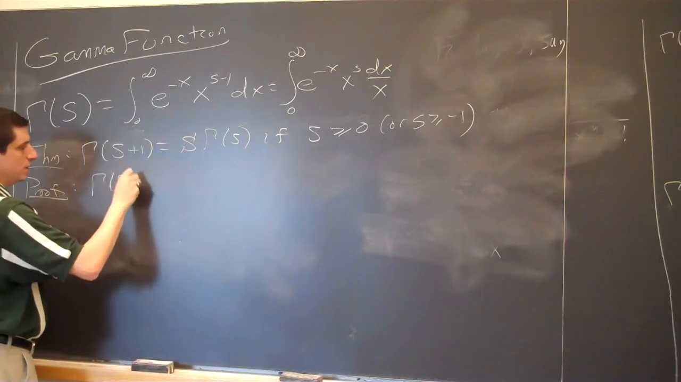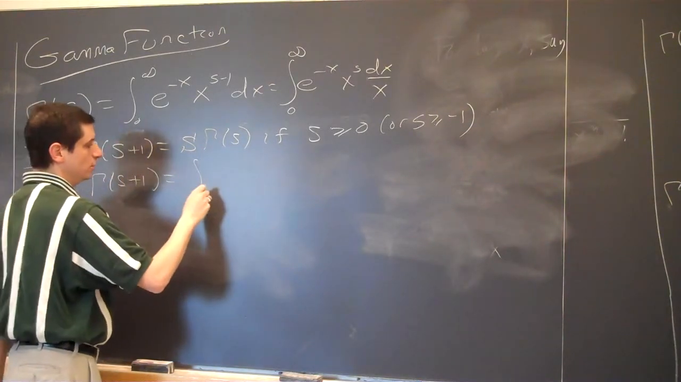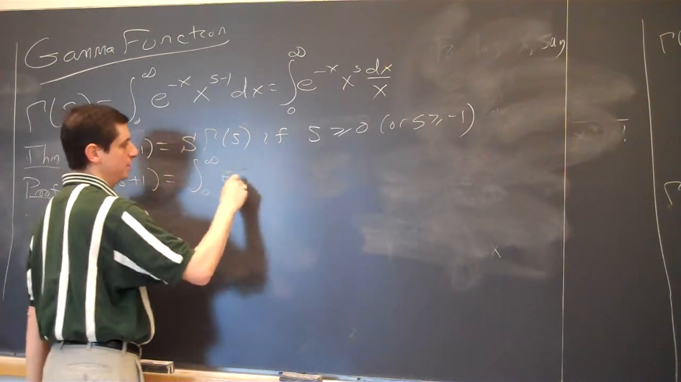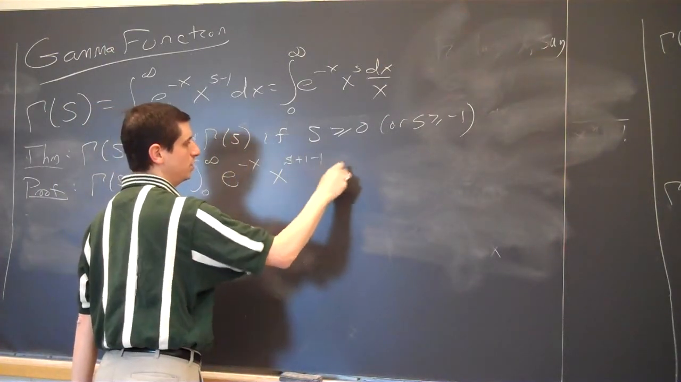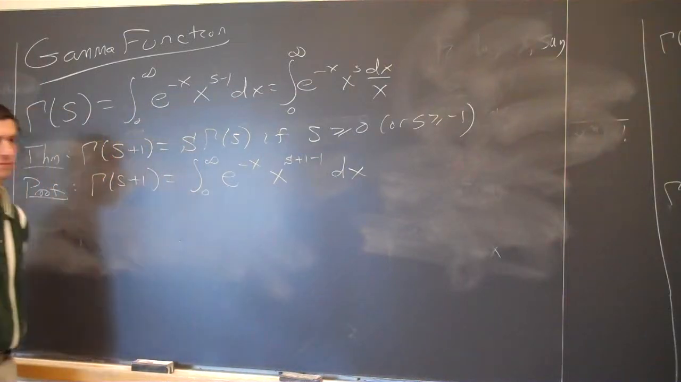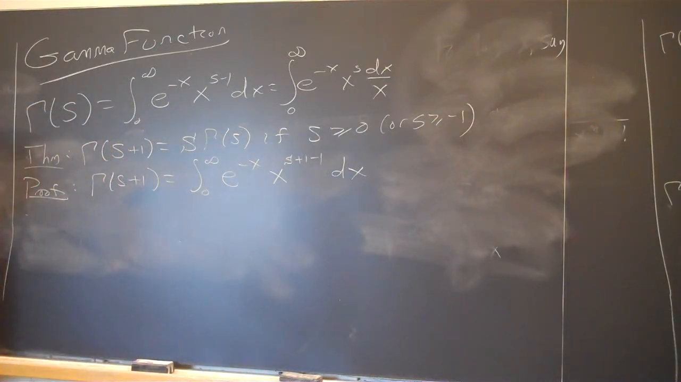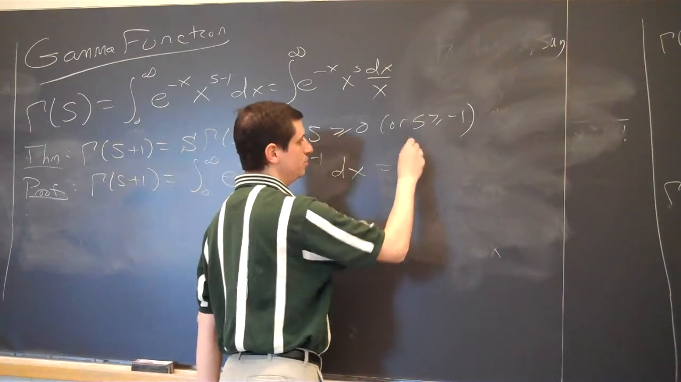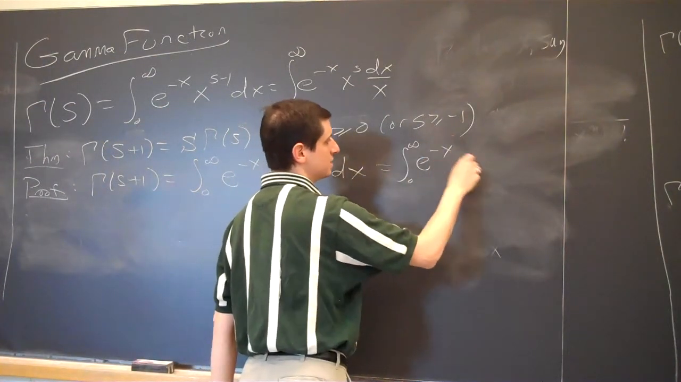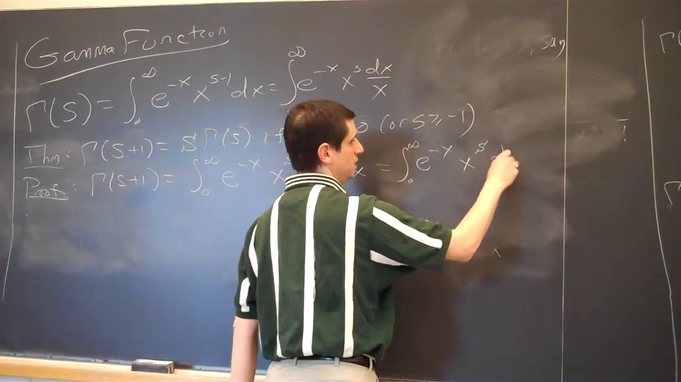Gamma of s plus 1 is the integral from 0 to infinity of e to the negative x, x to the s plus 1 minus 1 dx. I'm just substituting in. This is the integral from 0 to infinity, e to the minus x, x to the s, dx.